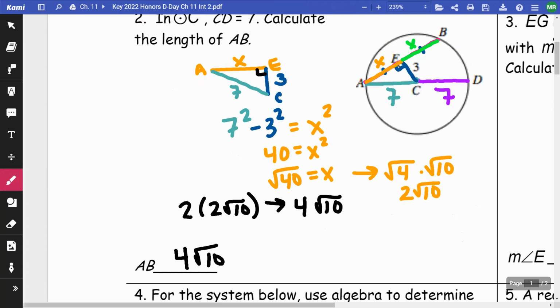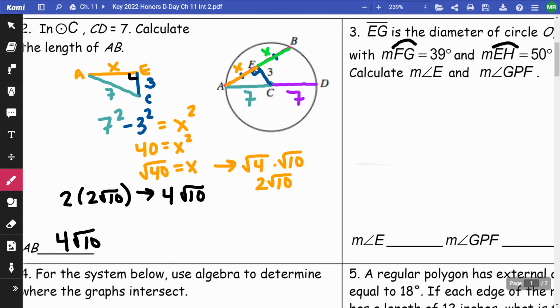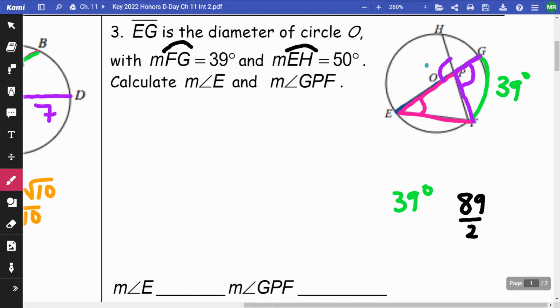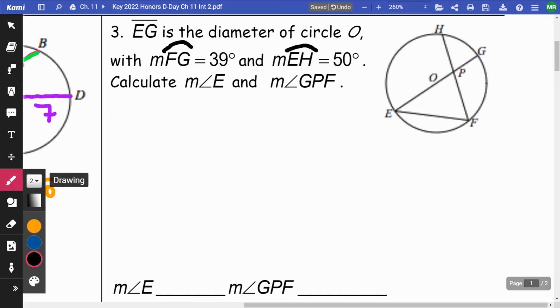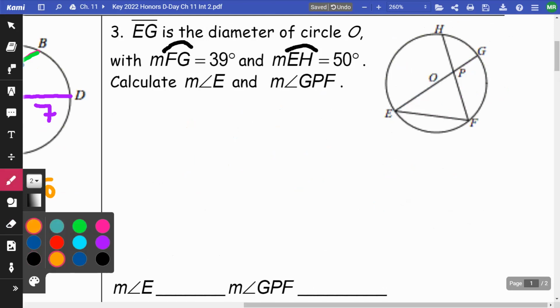So our next problem, on this one, a couple things I know. I know that EG is the diameter. So going all the way across here, that is our center, and that is our diameter.